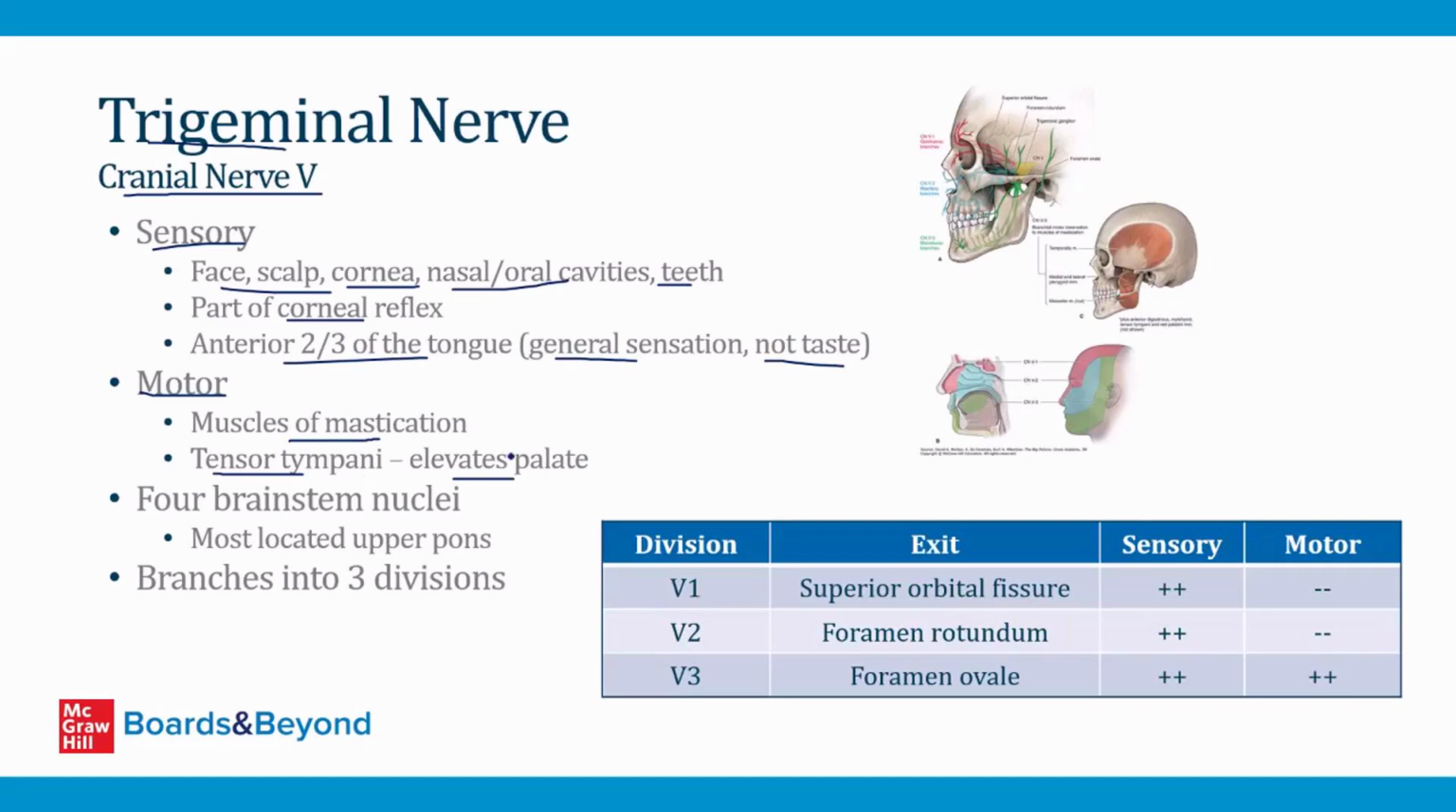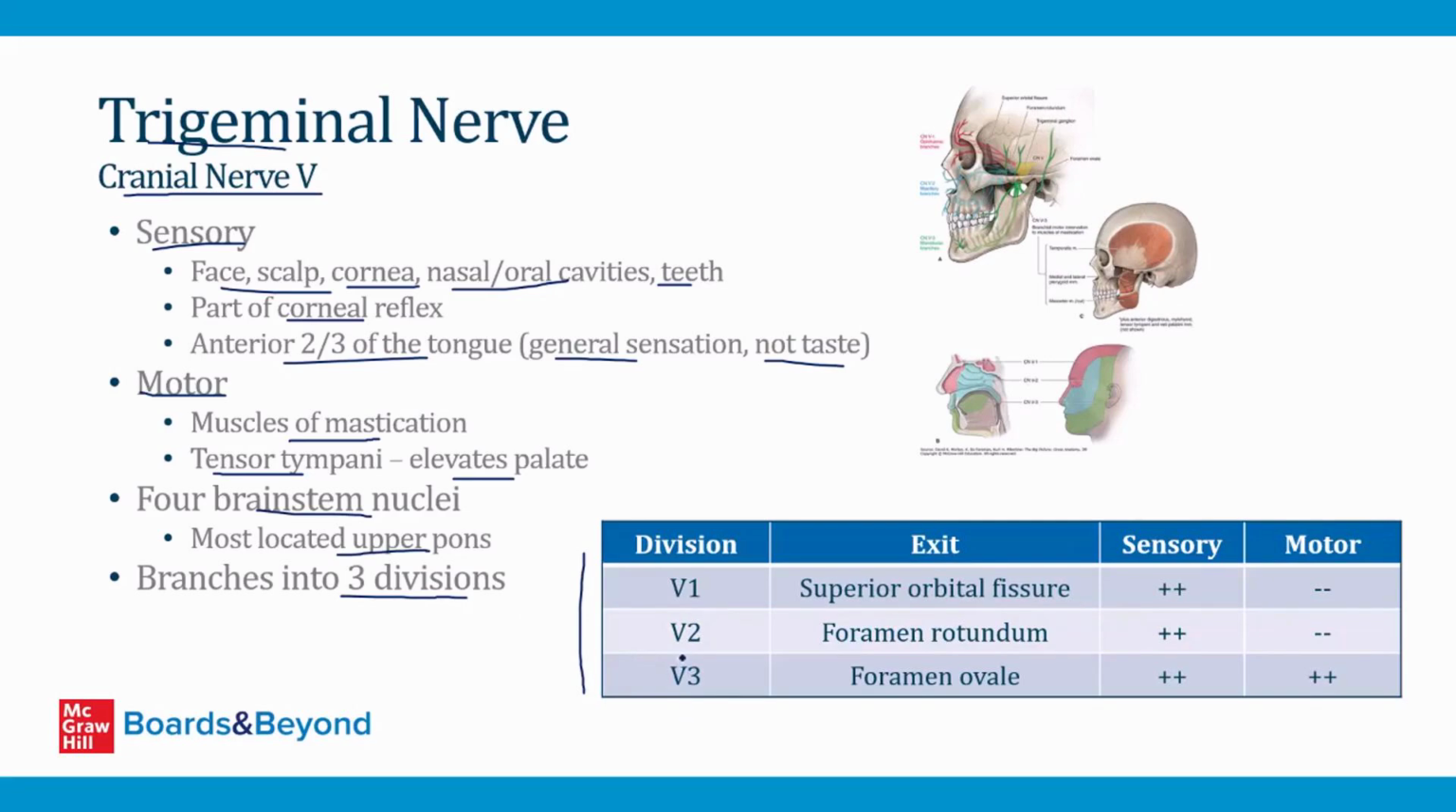In terms of the location of the trigeminal nerve nuclei, there are 4 brainstem nuclei. Most of them are located in the upper pons. That's generally where you find the source of this nerve. And it's called the trigeminal nerve because it branches into 3 important divisions, which each do different things. I've summarized them in this table over here. The divisions are called V1, V2, and V3.